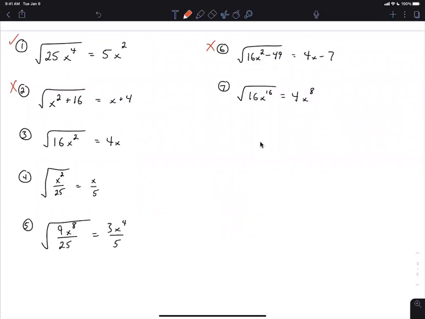7's right, but that's okay. Because 4 times 4 is 16, and x to the 8 times x to the 8, you add the powers, so that is x to the 16. And so that's actually worth thinking about: when you take the square root of a variable, you divide the power by 2, you don't do the square root of 16. Not for x to the 16. That one's right, but then 2 of these are wrong.